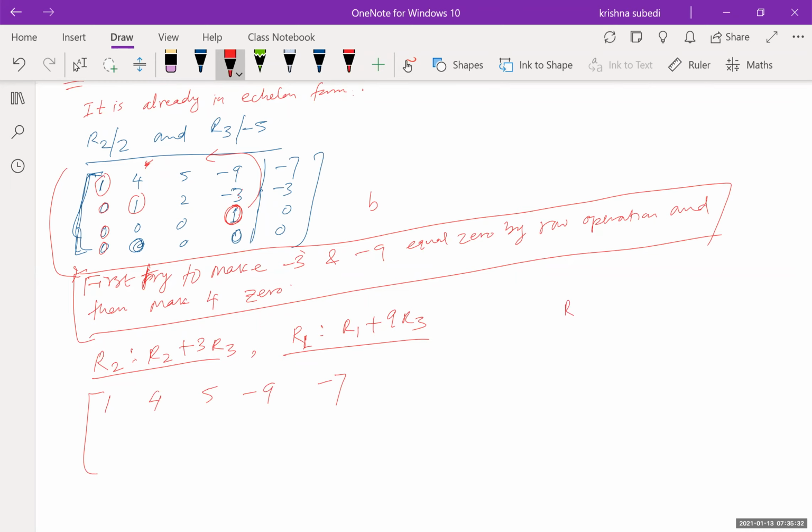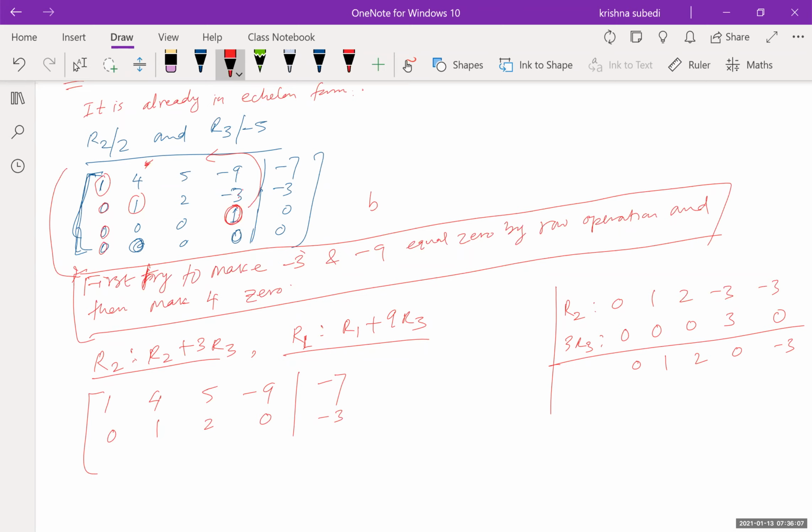Let me do this in this rough work here. R2 and 3R3. What do I get? R2 is 0, 1, 2, -3, -3. And 3R3 will be 0, 0, 0, 3, and 0. So if you add them, you're going to get 0, 1, 2, 0, -3. Okay, let me write that. 0, 1, 2, 0, -3.